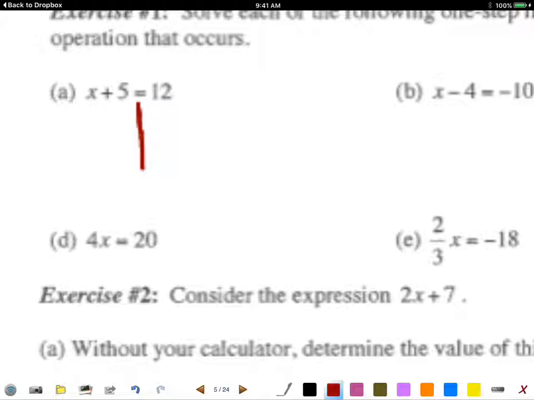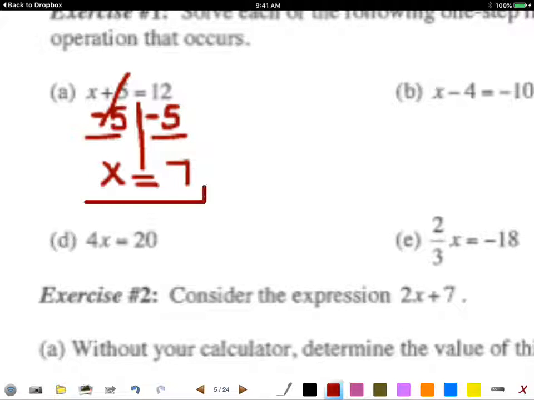But if I'm going to subtract 5 here, I have to come and do the same thing to this side of the equal sign in order to be fair. What you do to one side, you do to the other. So the way I want you to write that is I want you to write it underneath like this. Okay, and then 5 minus 5, a positive 5 and a minus 5 is just 0. So you're left with x equals, and then 12 minus 5 would be 7. So that one would be done.